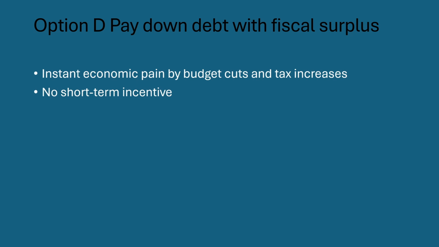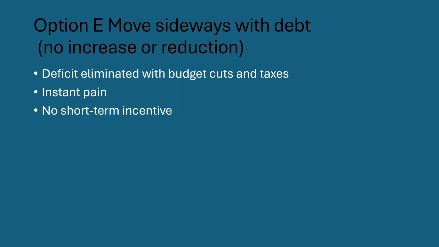This is the most responsible path. However, like the rest of them, politically, tax increases and budget cuts are not politically favourable. It's more political chaos. Again, no short-term incentive, and thus why you do not see this happen.